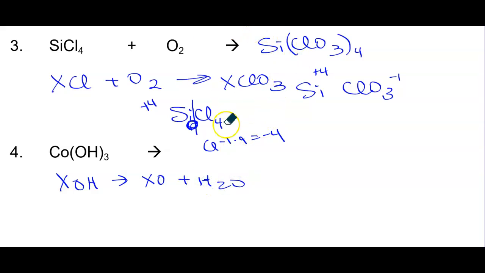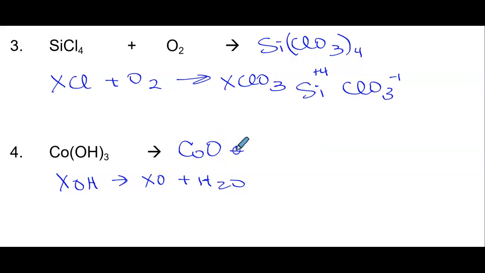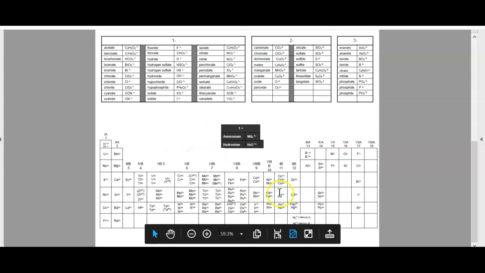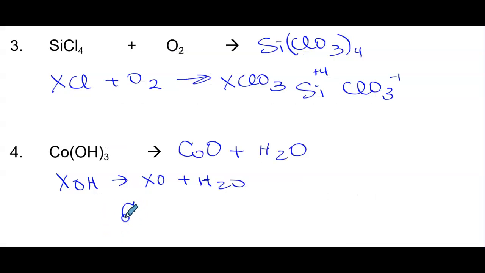Now let me take a moment to get this out of the way from our example we did a moment ago. Okay, so in this case we're going to do CO with O plus H2O. Now H2O is written fine, but this is a new relationship. We have to figure out what it is. Cobalt, when you look on your ion sheet, can be a 2 or a 3 at least, so therefore we have to figure out which one we have.